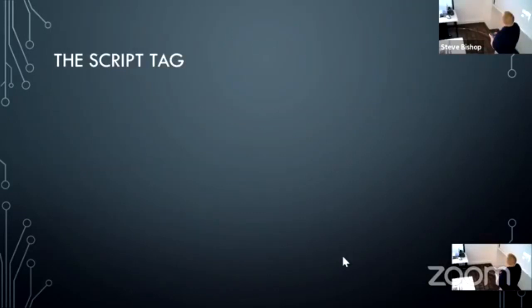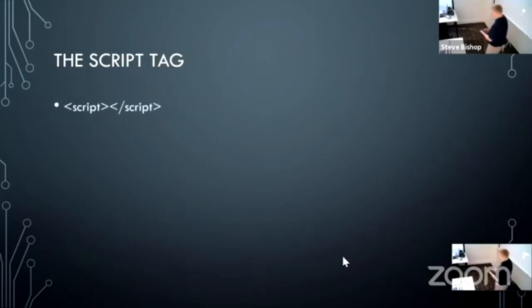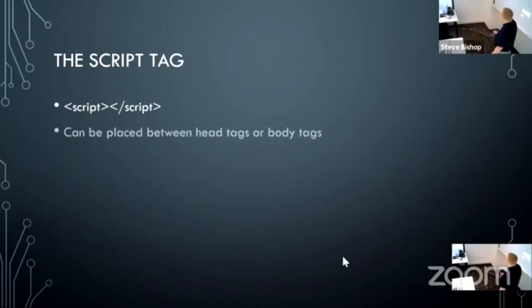Okay. Script tag. All right, we're starting to get to the good stuff now. We have a script. Okay. You guys see that red dot? I don't know if you can see that red dot. All right. It's my laser pointer. It's on my phone. So we have the script tags. These are HTML tags that actually define where our JavaScript is inside of the HTML. So these script tags can be placed either in between the head tags or the body tags.